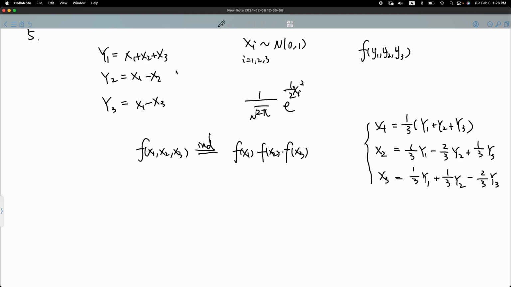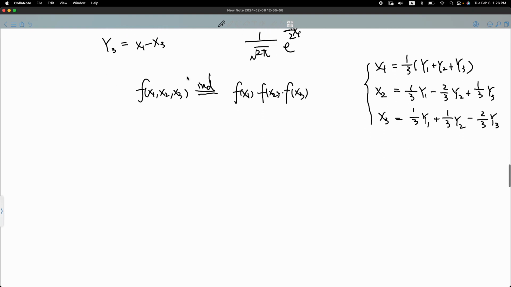I'm erasing things. It's not that it's not correct. It's just I need some space there. So don't take it, it's not wrong. I'm just making more space.